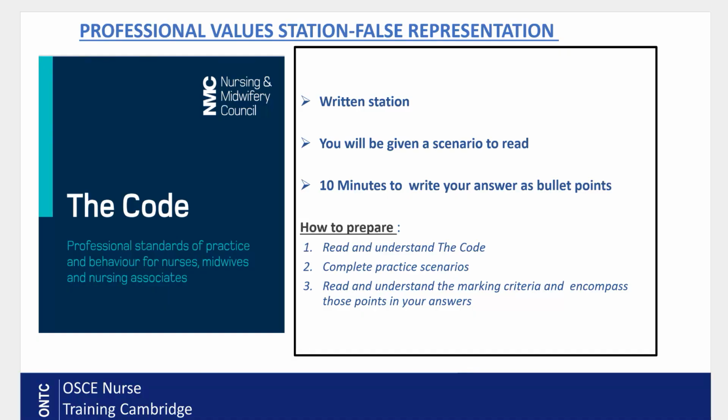Again, just to quickly remind you, it's a written station, your professional values station. You will be given a scenario to read. There are 10 minutes to write your answers in bullet points. Then the instruction is given to you: if you were in that situation, applying the NMC code, what would be your actions? Write those as bullet points.